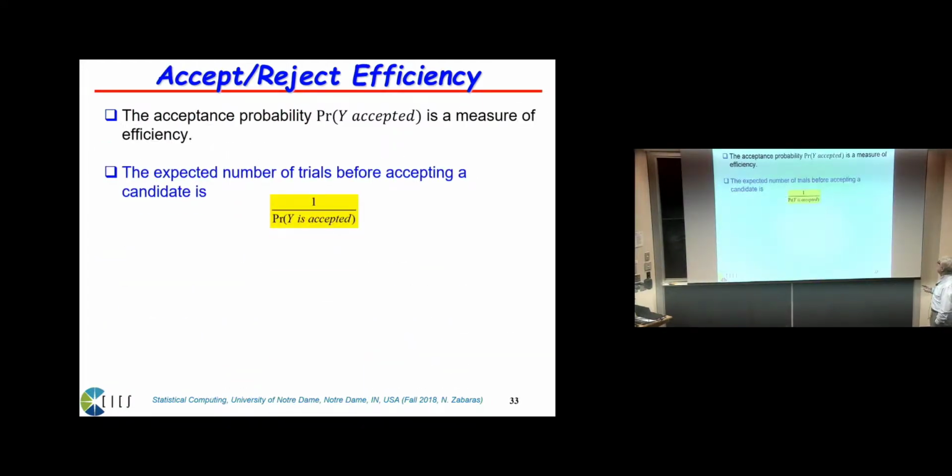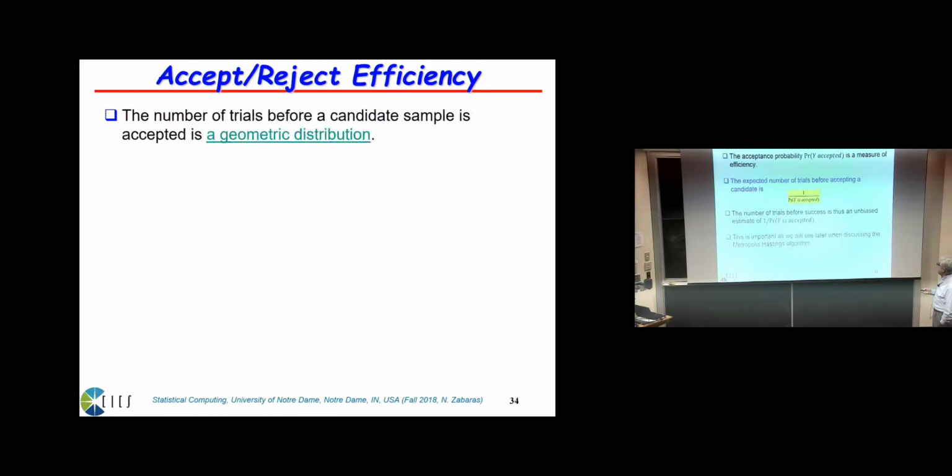All right. Let me give you one fact here that is very important. You may ask, how many samples do I need to take before I accept a sample? The answer is 1 over the probability of y being accepted. That's basically how many times you need to try to accept one sample.